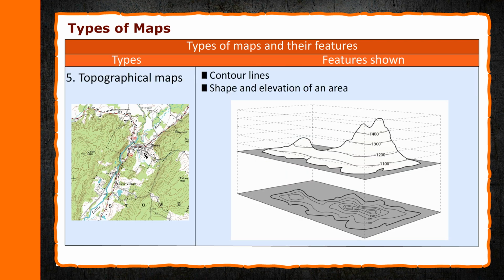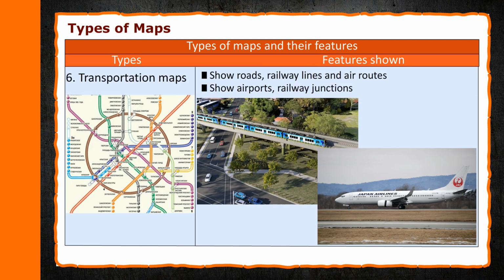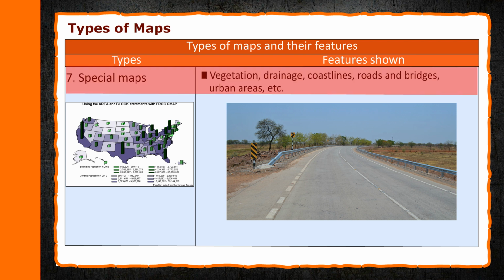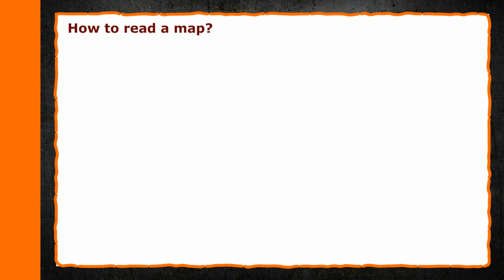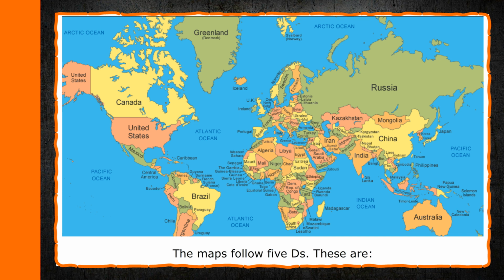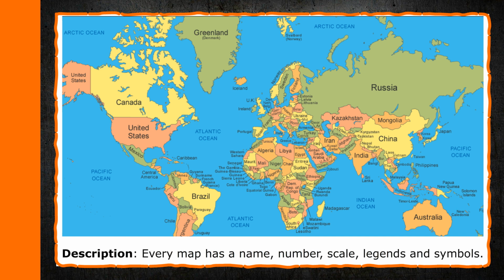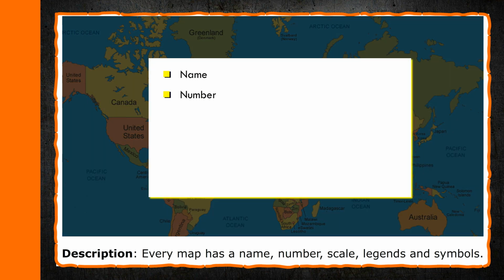Topographical maps: Contour lines, shape and elevation of an area. Transportation maps: Show roads, railway lines and air routes. Show airports, railway junctions. Special maps: Vegetation, drainage, coastlines, roads and bridges, urban areas, etc. How to read a map? The maps follow 5 Ds. These are: Description. Every map has a name, number, scale, legends and symbols.